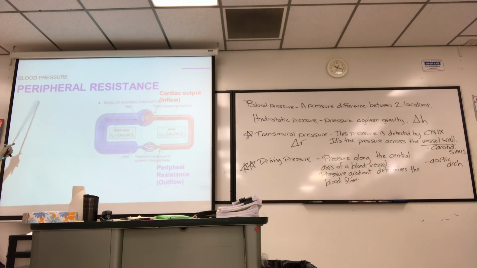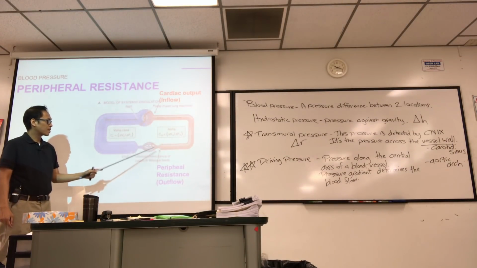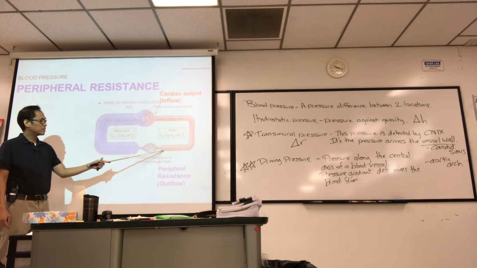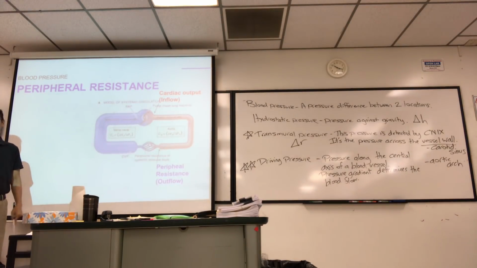Okay, peripheral resistance. So we talked about the inflow. We talked about how you measure blood pressure. And now let's talk about what's called the outflow. Okay, you have to control that. If you dilate that and all the blood leaves the arteries, that can lead to shock too.